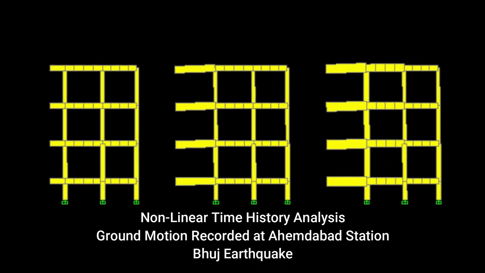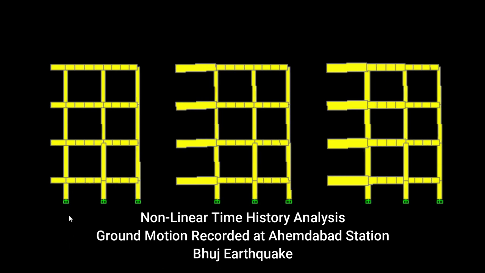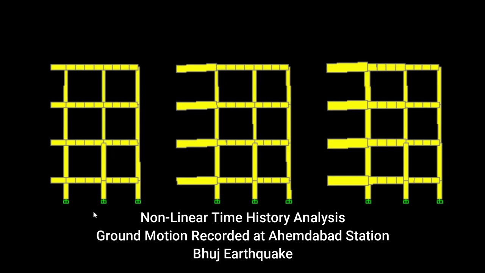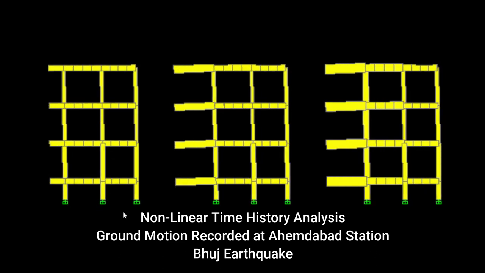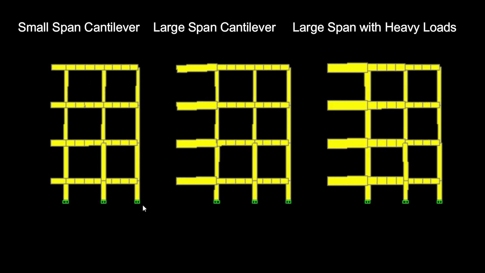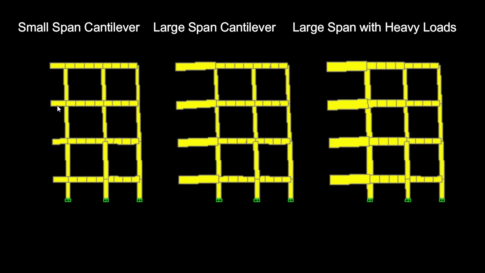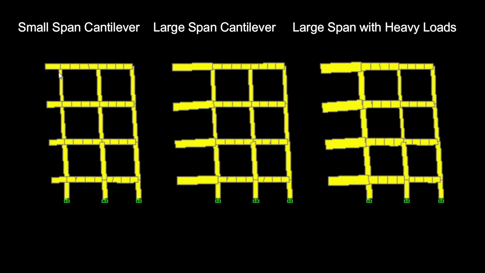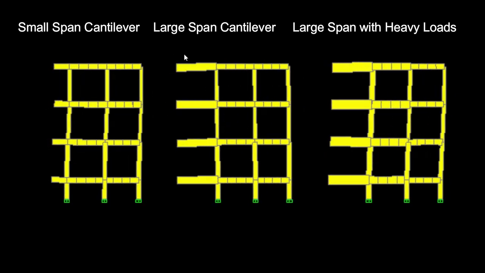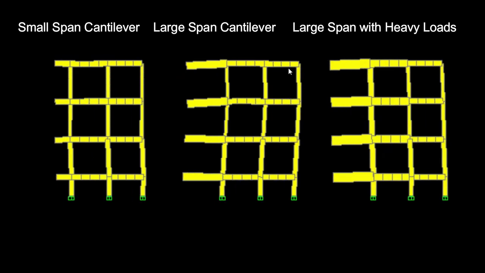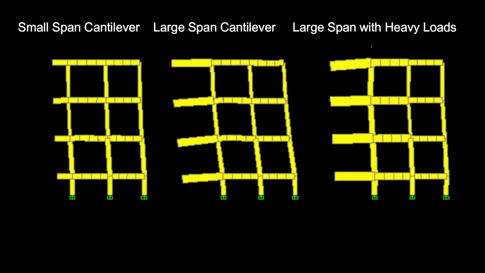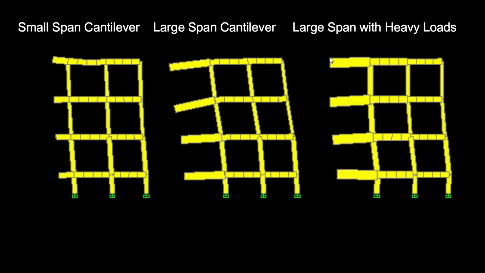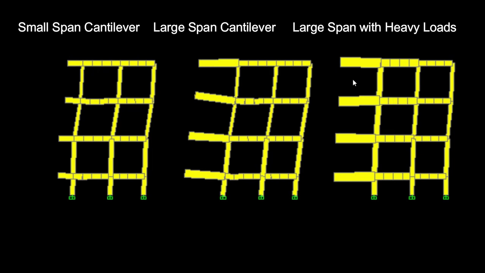We perform non-linear time history analysis. The ground motion used is the ground motion recorded at Ahmedabad station, Bhuj earthquake. You can see here that the ground motion is horizontal and vertical. If you look carefully at the supports, they are moving both vertically and horizontally. Now these three structures: one is a small span cantilever, another is a large span cantilever, and the next is a large span with heavy loads. Let us see how these are behaving; the response is very severe.